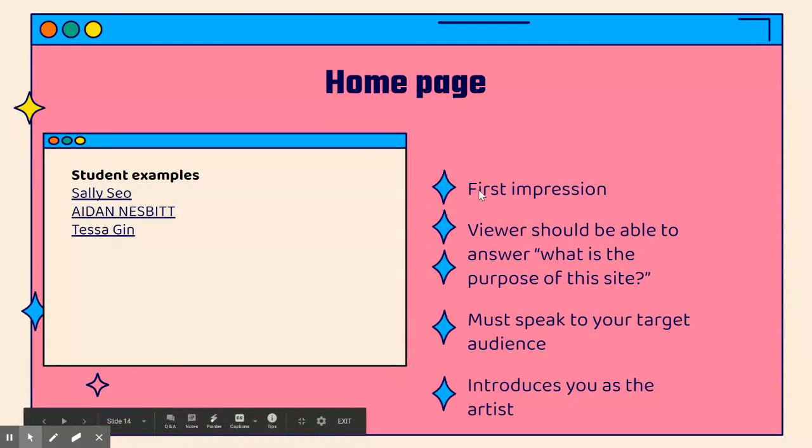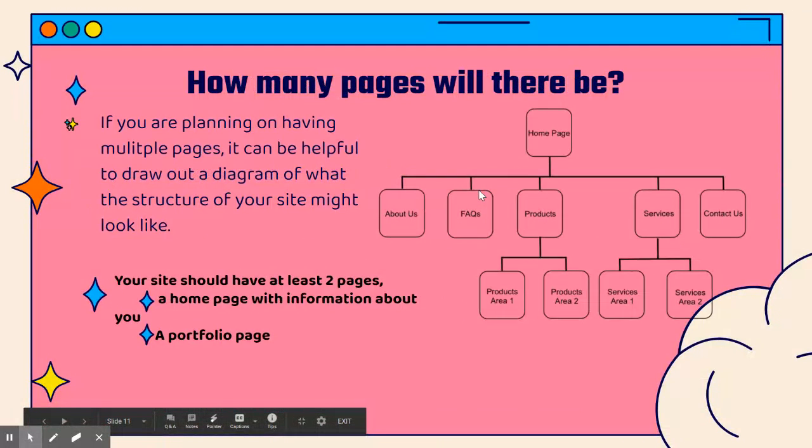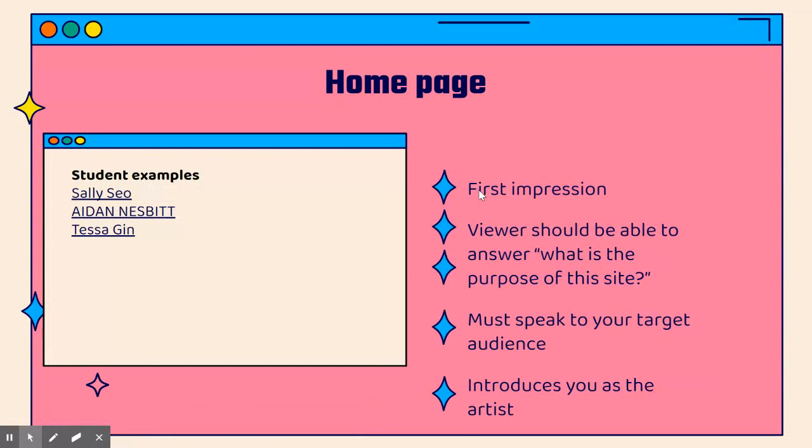So your homepage should be your first impression that people see. Viewers should be able to answer the question, what is the purpose of this website, by looking at your homepage. It must speak to your target audience. So you must answer questions that me, Mrs. Temples, and your classmates have about what we are about to see on your website. And it's going to introduce you as the artist. And I have posted some student examples here, and I'm going to post this website along with the video so you can take a look at it and go over it.